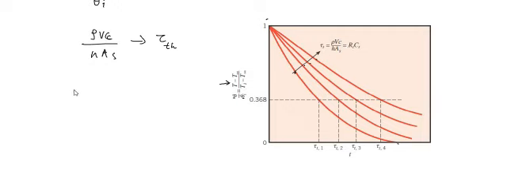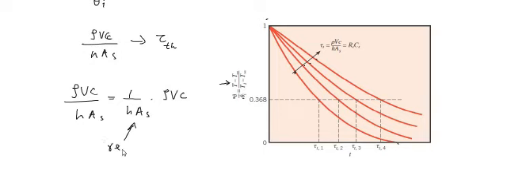Now this ρVc over hAs can be split into two terms, that is, 1 over hAs times ρVc. This term is called the resistance to convection, because the term is 1 over h, and this term is called the thermal capacity.